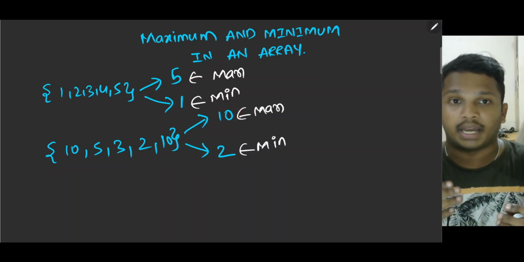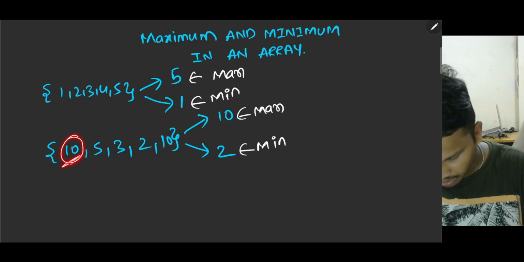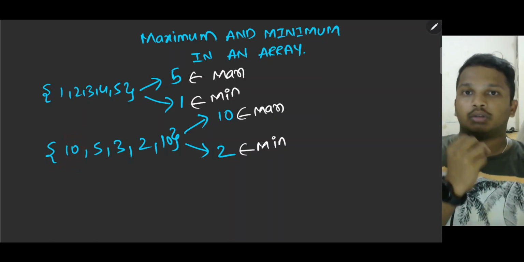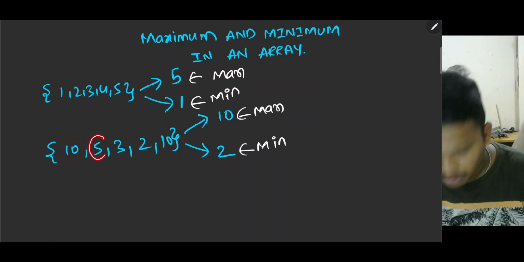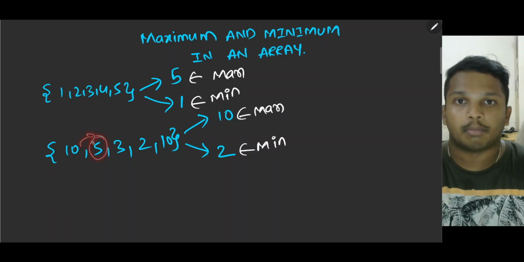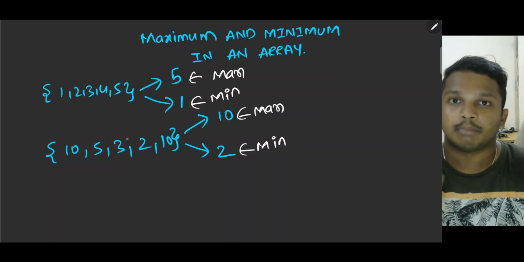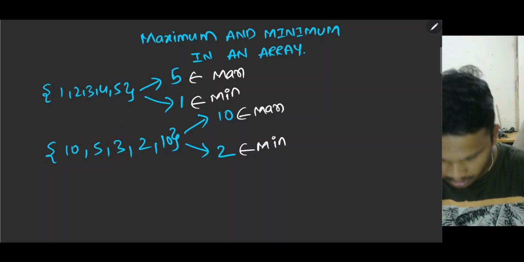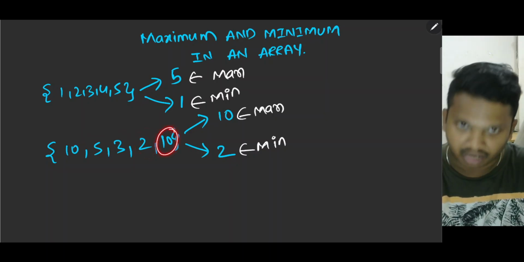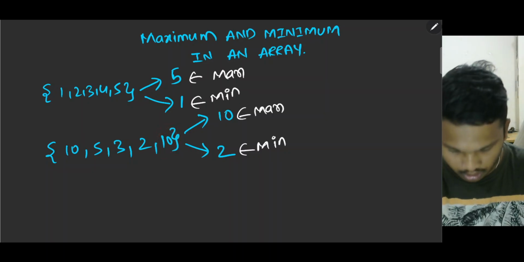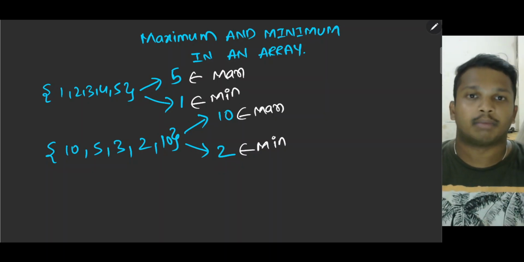Similarly, for finding the minimum, first think this is the minimum, because we need two values to compare. So think 10 is the minimum. Now compare 10 with 5. Who is minimum? 5. So our minimum at present is 5. Next, compare 5 and 3. Which is minimum? 3. Again, 3 and 2, which is minimum? 2. Again, 2 and 10, which is minimum? 2 only. So finally we got 2 as the answer. This is the procedure for finding maximum and minimum.